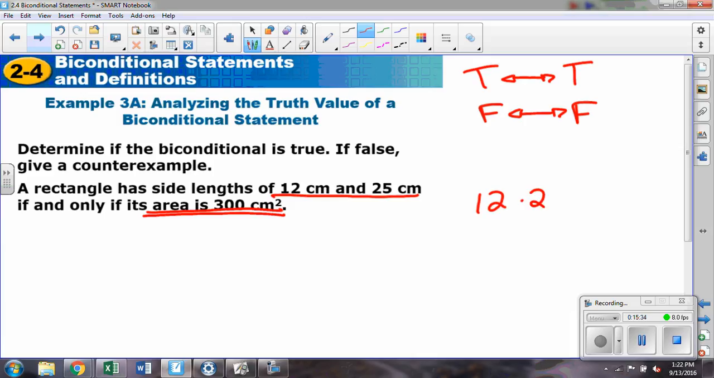Well, with an area with lengths 12 and 25, if we assume that's true, then we get the area. Well, what's 12 times 25?